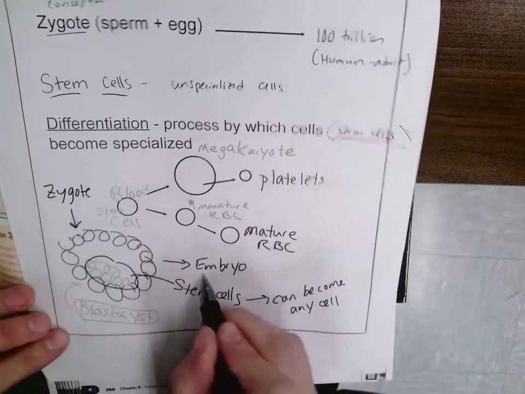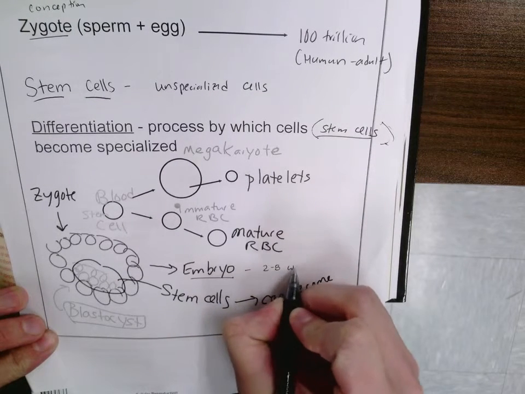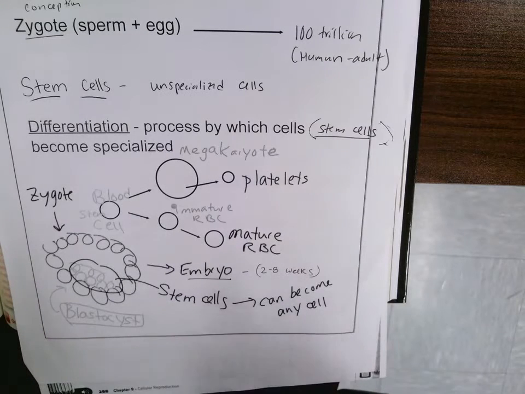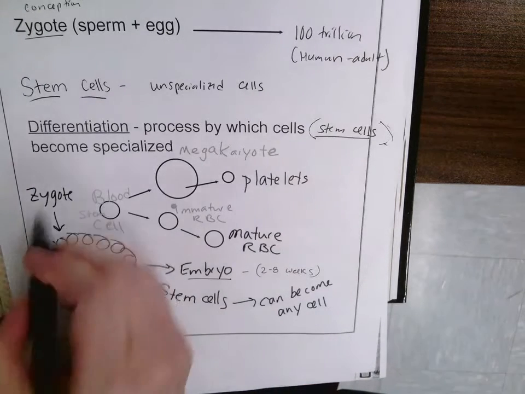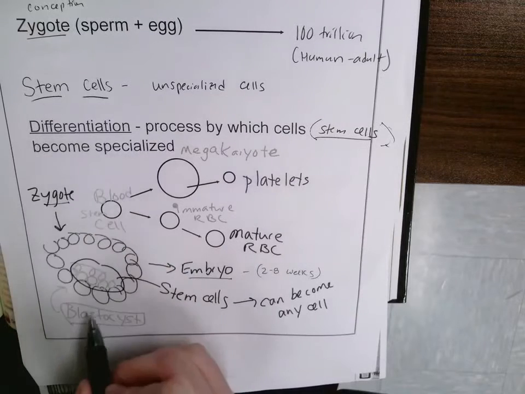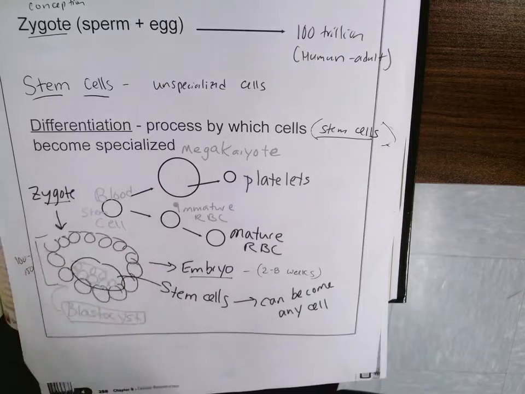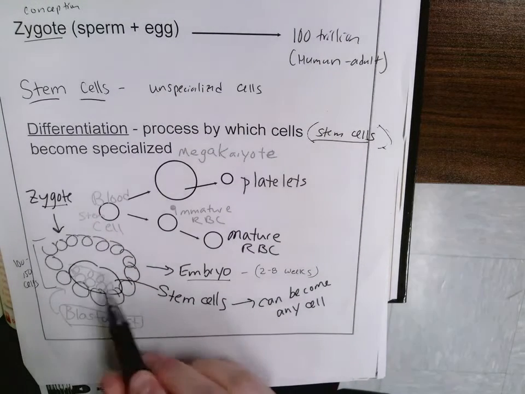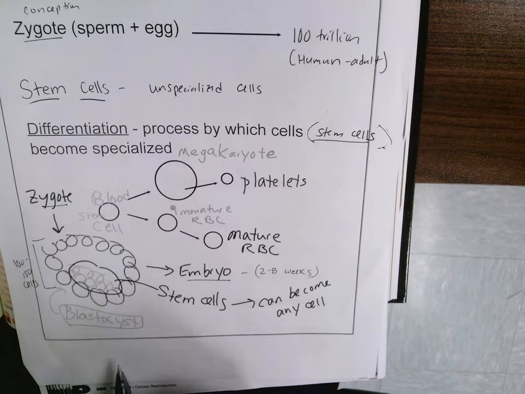So down here, you see this word embryo. Write down 2 to 8 weeks. After conception, the embryo stage is right after that, and it's about 2 to 8 weeks. It's in the embryo stage that embryonic stem cells are derived. Go back up here. A zygote will become a blastocyst. This is that 100 to 150 cell stage, and those are where stem cells are taken from. And then there are also stem cells in the embryo.